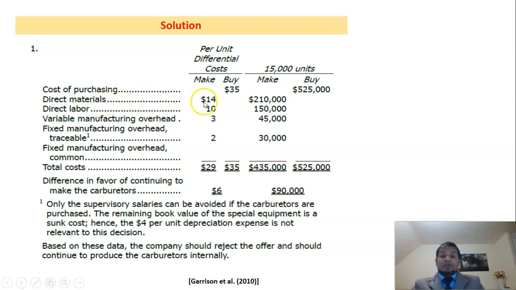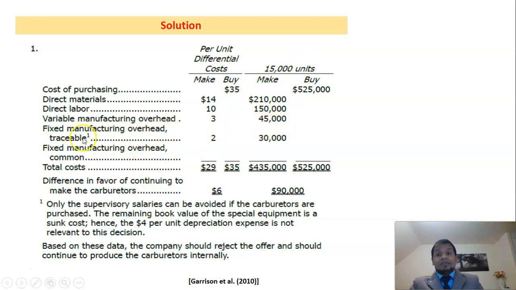If they make, they need raw material. Per unit, 14 pound. And what will happen if they make 15,000? So multiply 15,000 times 14, 210,000. Direct labor per unit. If you make it, you need direct labor. So 10 pound times 15,000, so 150,000. Variable manufacturing overhead, you need that. You can't avoid it if we make. If you buy, you don't need it. So this is relevant again. 3 pound times 15,000, so 45,000.